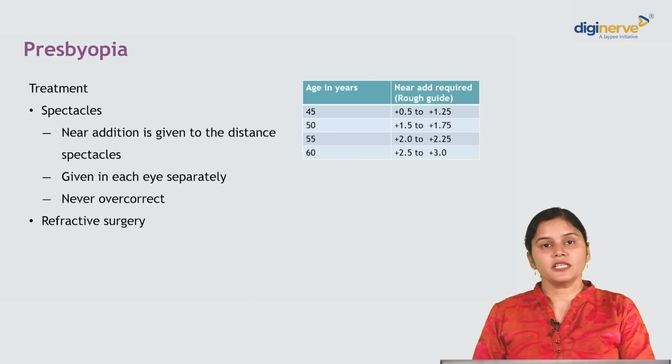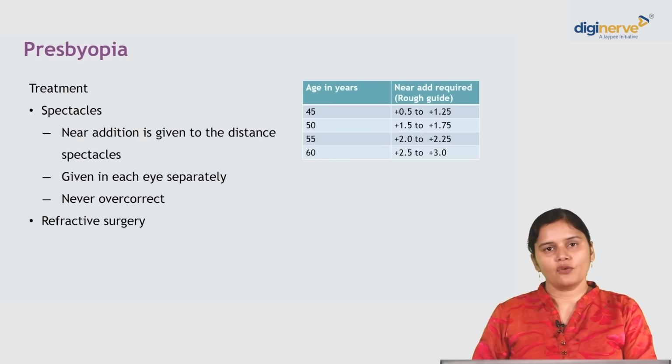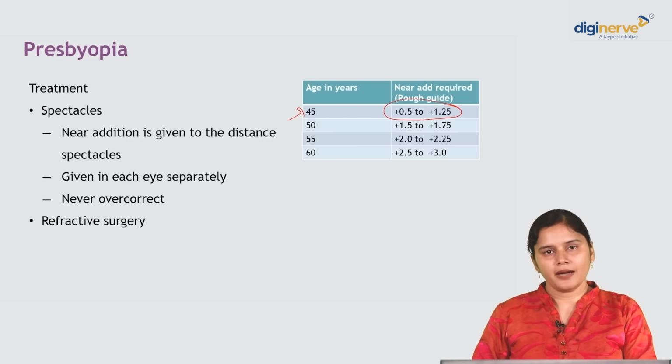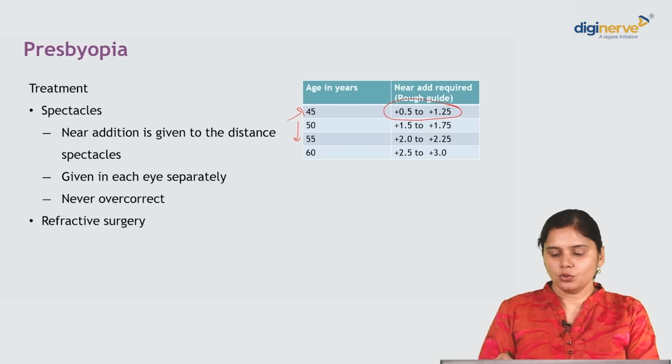Presbyopia treatment is giving spectacles only for near, or adding near spectacles to the distant spectacles that the person was previously using. So according to the loss of normal accommodative amplitude, at 45 years of age, a normal person requires a near add of about +0.5 to +1.25 diopters, and it increases to 1.5 at the age of 50, to around 2 at the age of 55, and 3 at the age of 60.